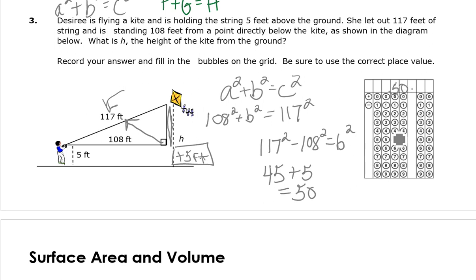Remember when you bubble in to make sure that you place your values next to the decimal. And then I want to make sure I bubble in underneath, so 5 and 0. You don't have to bubble in a positive if it's positive, but you do have to bubble in a negative if it's negative.